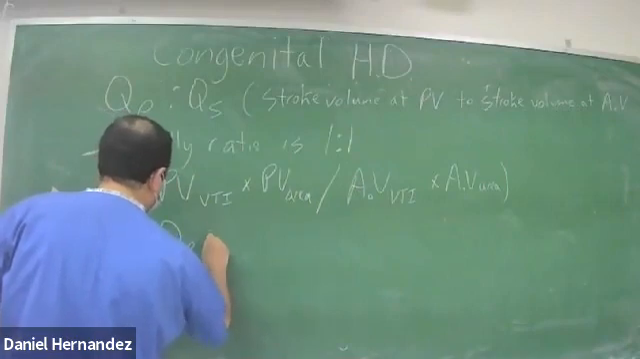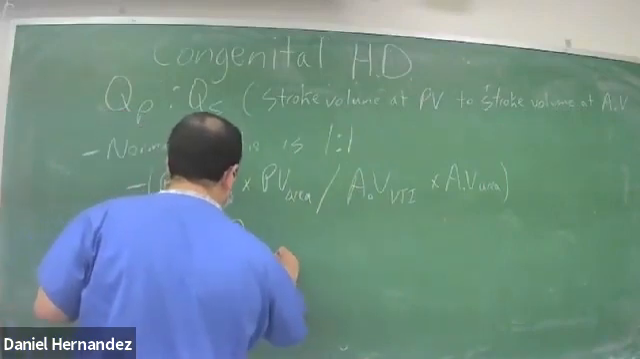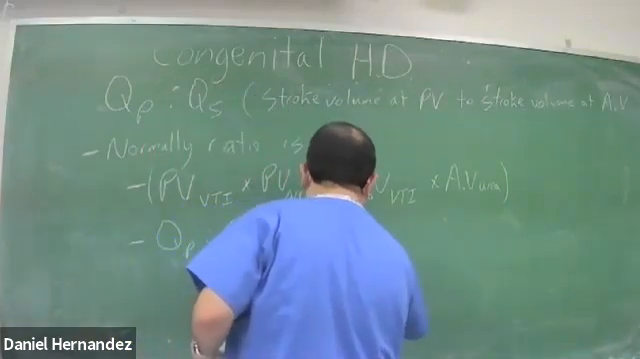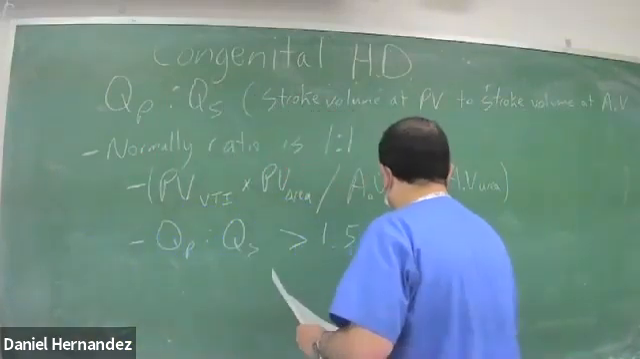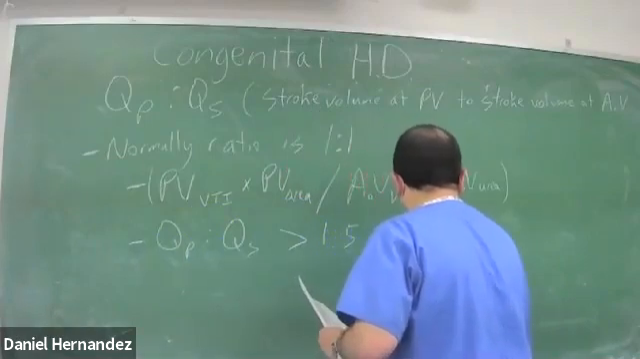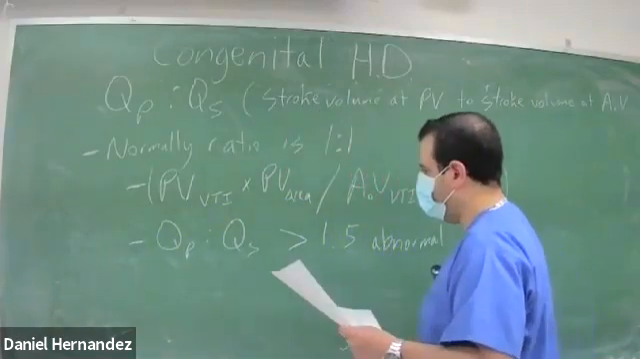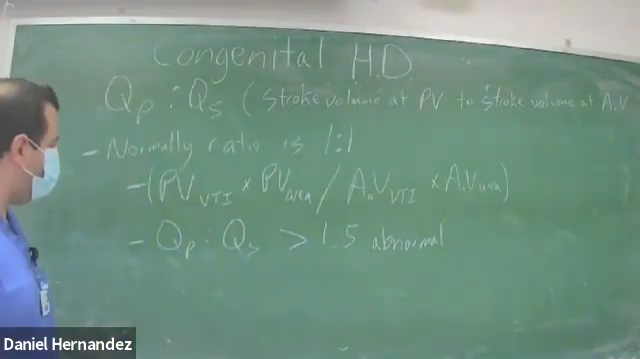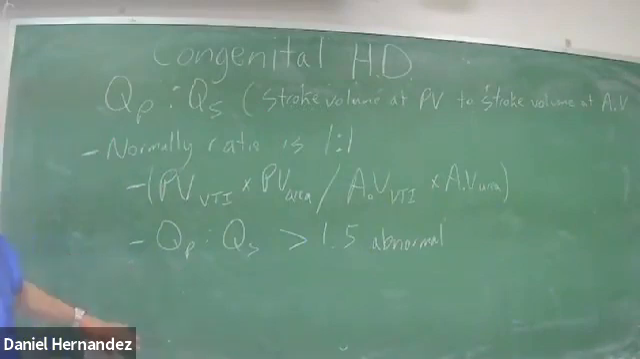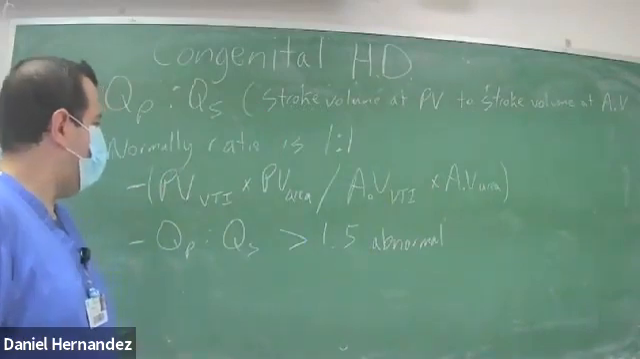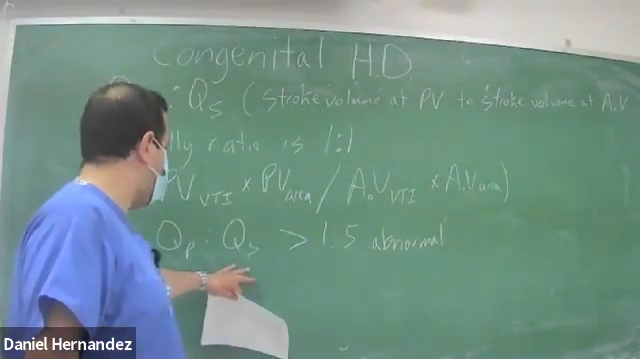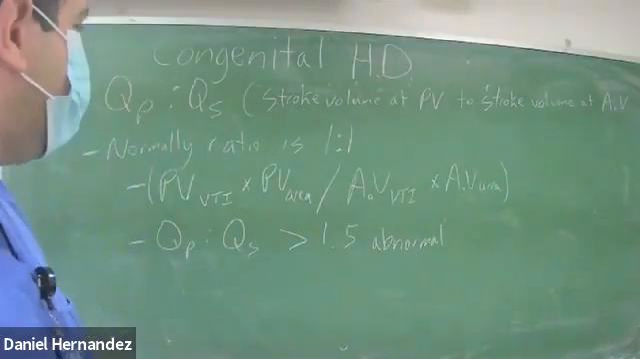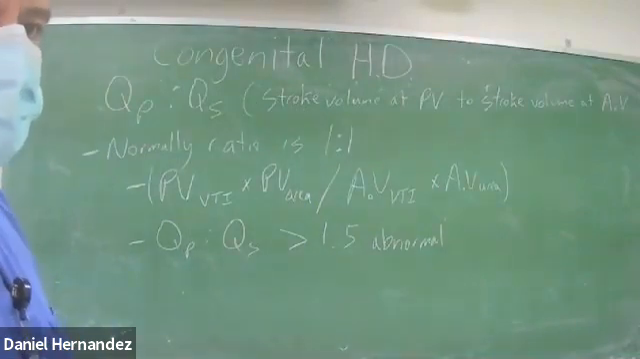QP to QS ratio greater than 1.5 is abnormal. That's showing that the flow volume through the right side of the heart is about 1.5 times greater than flow volume through the left side of the heart. So we have more blood flow going through the right side of the heart than we do the left side of the heart.